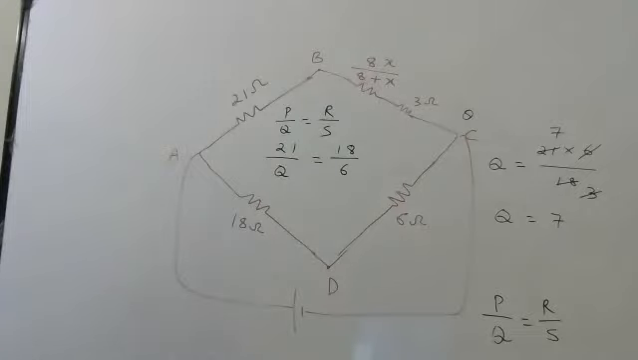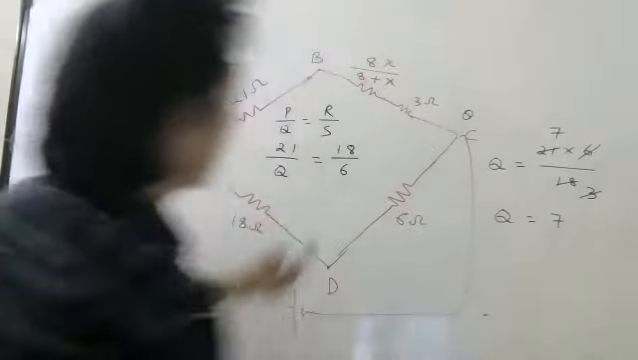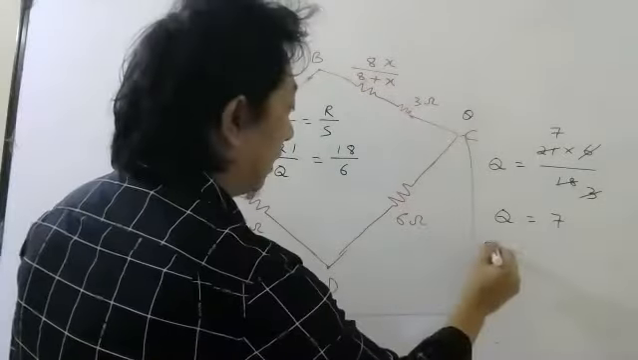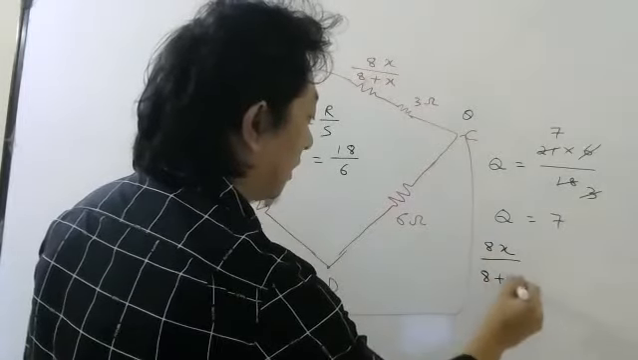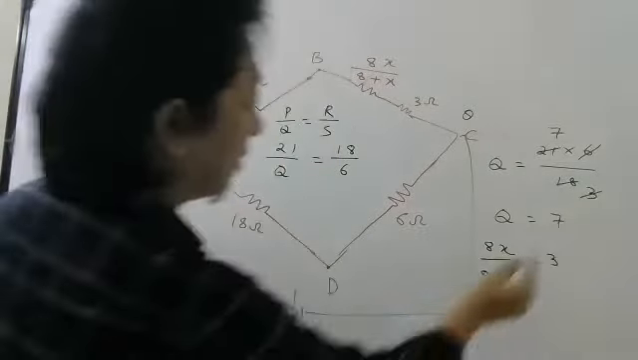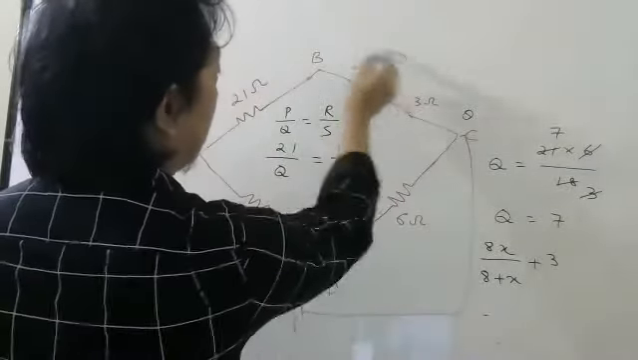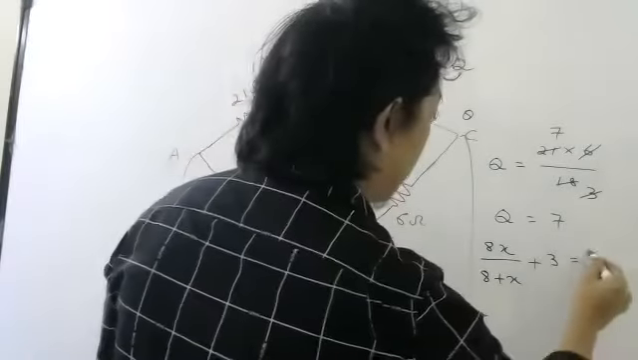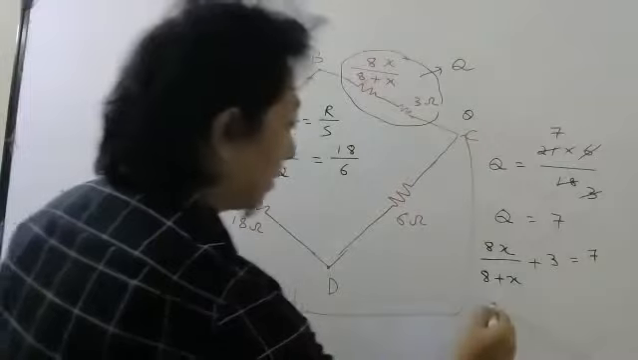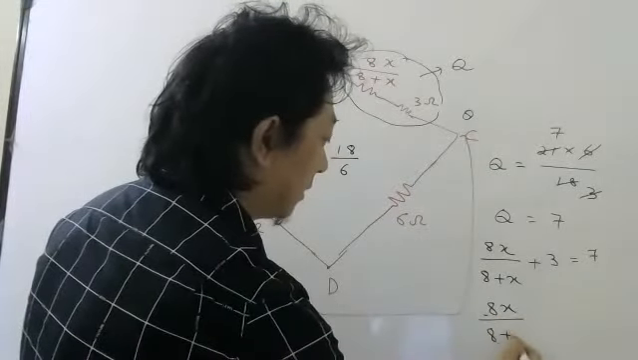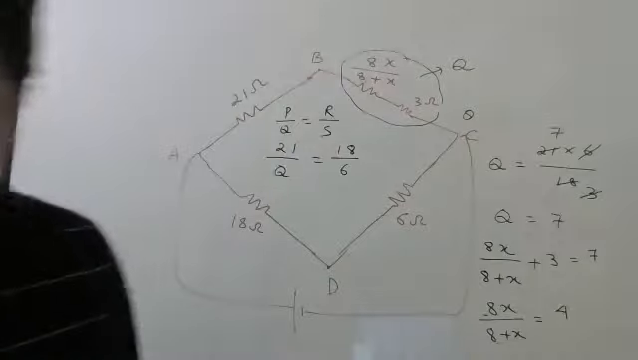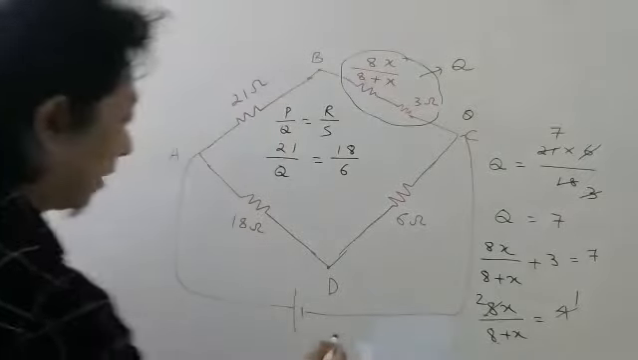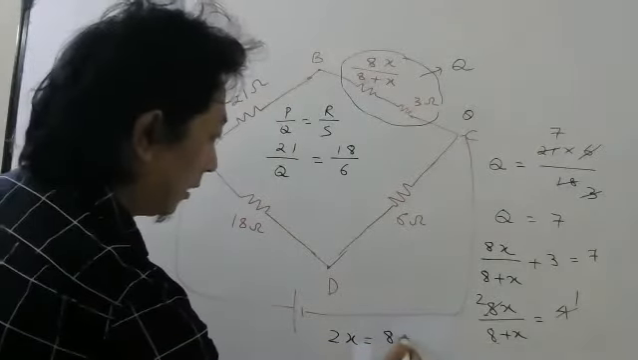Now, what is Q? Q is the series combination of this 3 ohm and this resistor. So I can write 8x by 8 plus x plus 3, because that is the total resistance in this branch. So this is your Q now. That should be equal to 7. That means 8x by 8 plus x should be 4, 7 minus 3. Then 4 ones are 4, 4 twos are 8, so I will get 2x equals 8 plus x.